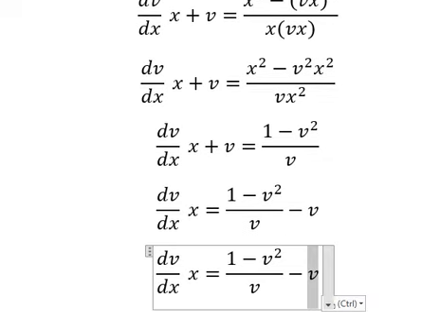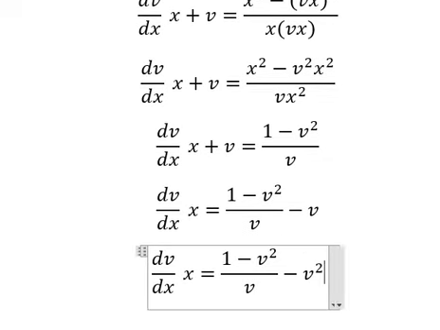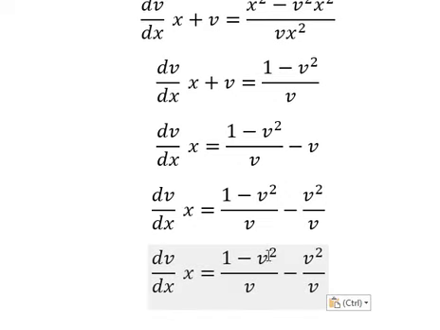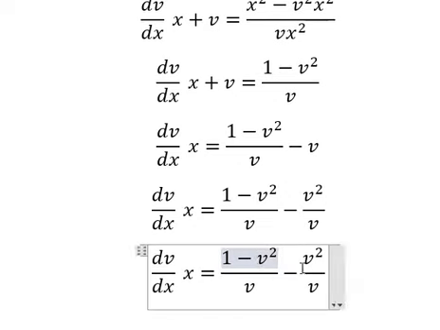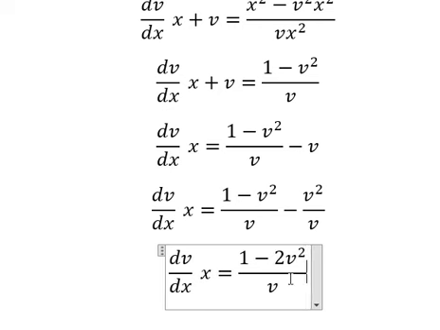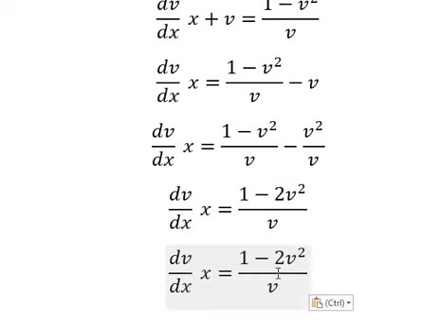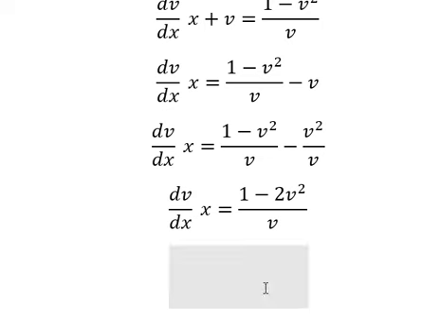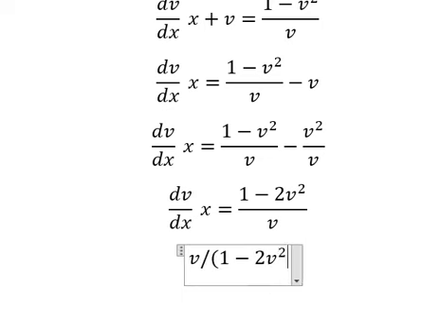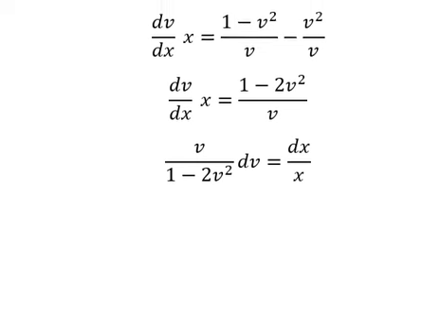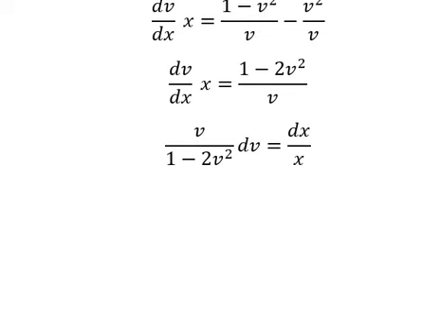Now we can do common denominator. So negative v squared, we have number 2 in here. Next, I will put this one to the left, the x and x go to the right. Now we put the integration for both sides.